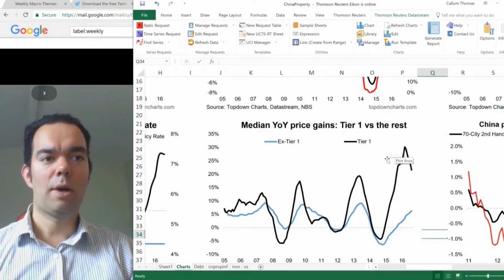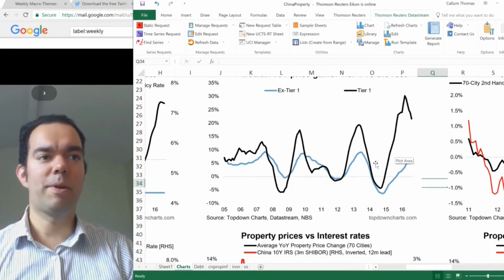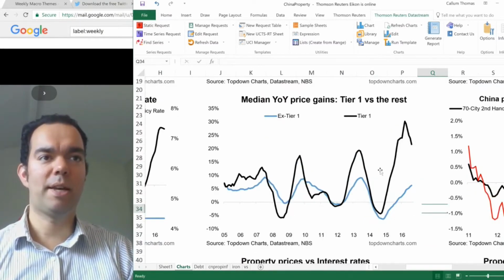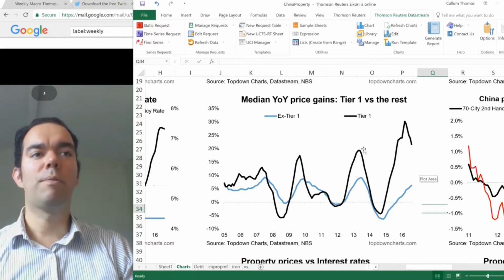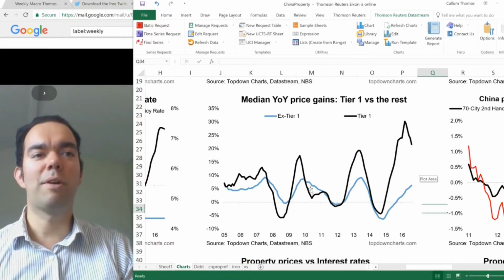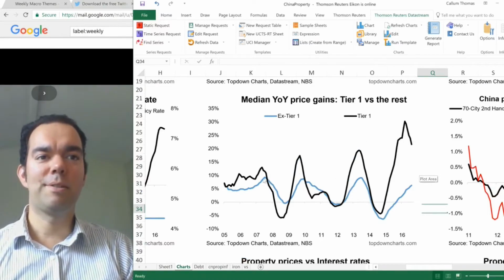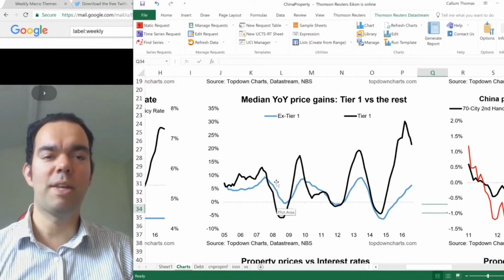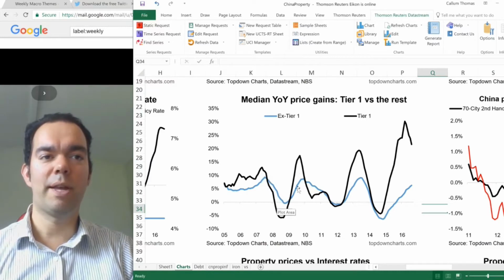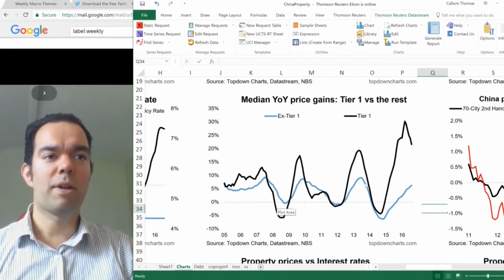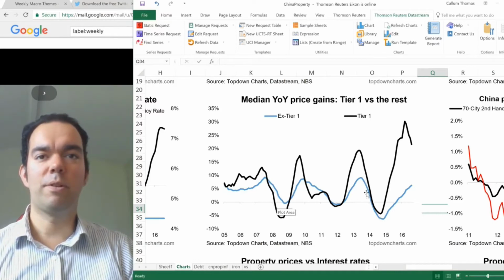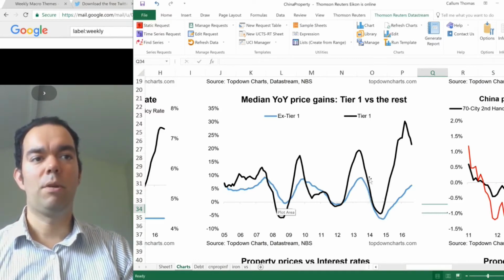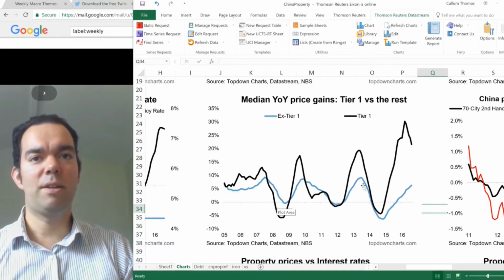And I thought it was interesting, just as I was preparing this video, you look at this chart and you can see that oftentimes, or at least two of the times, Tier 1 city price gains rolled over first, and then ex-Tier 1 only really followed later on. They both collapsed at the same time there. That was for pretty specific reasons. Very heavy-handed, broad tightening measures were applied.